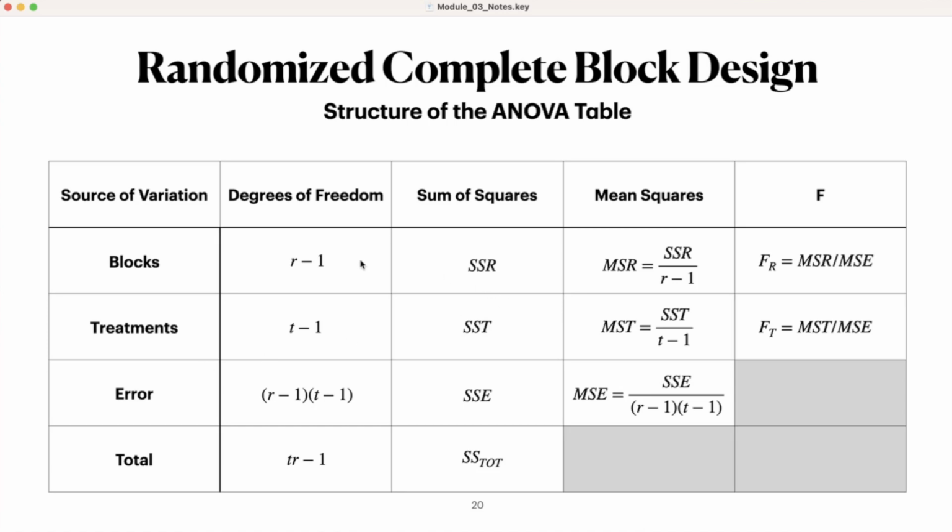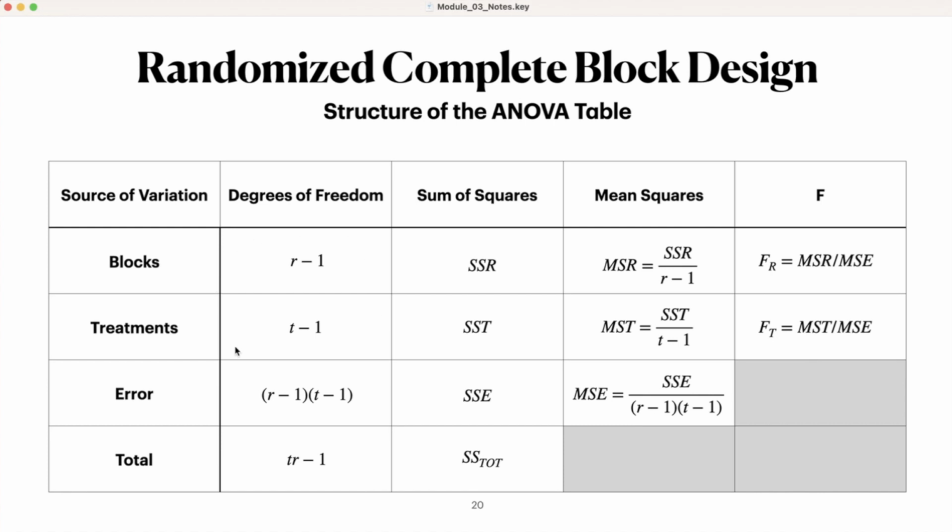Okay, so we have R blocks, and so there are R minus 1 degrees of freedom associated with blocks. We have T treatments, and so the number of degrees of freedom associated with treatments is T minus 1. We have a total of T times R observations, experimental units, and so the total number of degrees of freedom is T times R minus 1, so 1 less than the total number of observations. And then the number of degrees of freedom associated with the error term is equal to the product of R minus 1 and T minus 1.